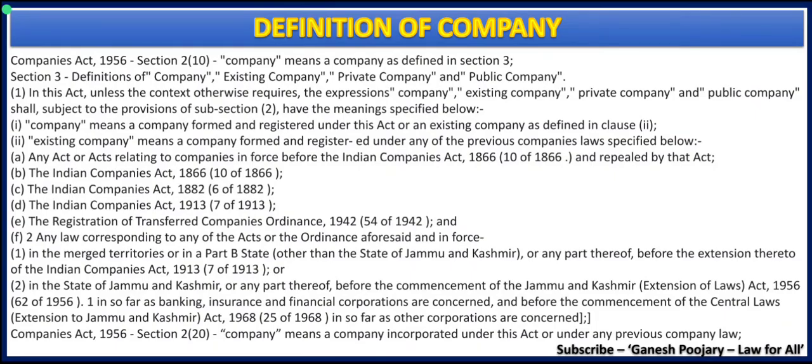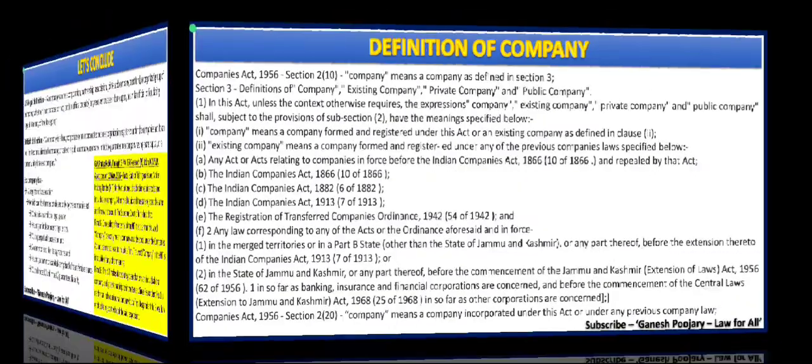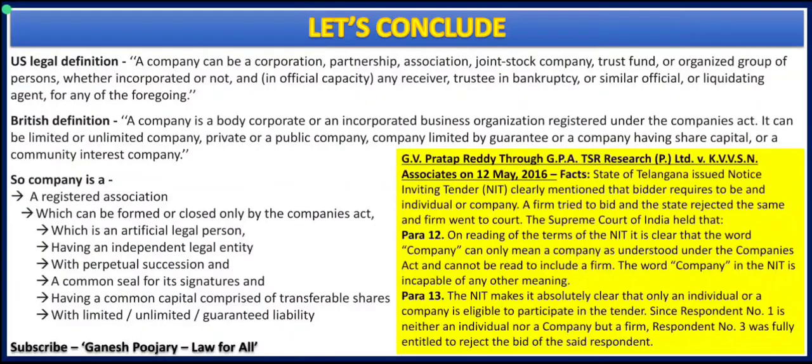Let's move to the last slide to read the liberal definition from US and the rigid definition from UK, and finally a case law. As I said, the US definition is quite liberal, which calls corporation, partnership, association, joint stock company, trust fund, or organized groups of persons, whether incorporated or not, and in official capacity any receiver, trustee in bankruptcy, or similar official or liquidating agent. For any of the foregoing, all of them are considered as company.